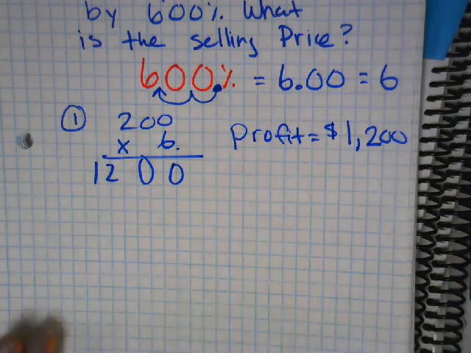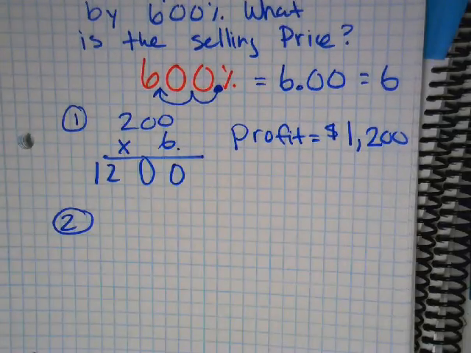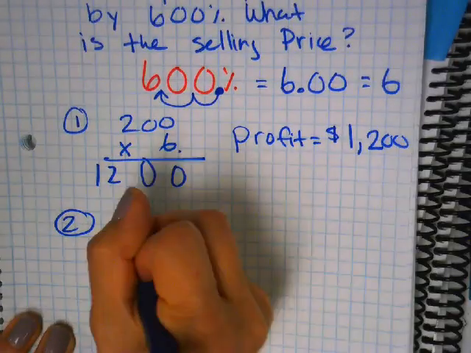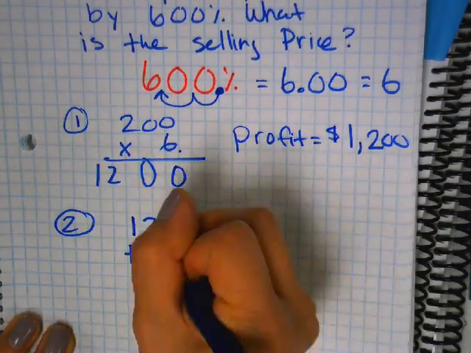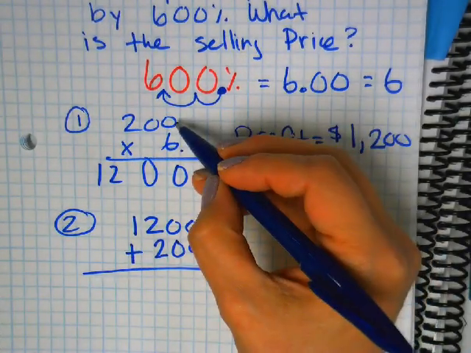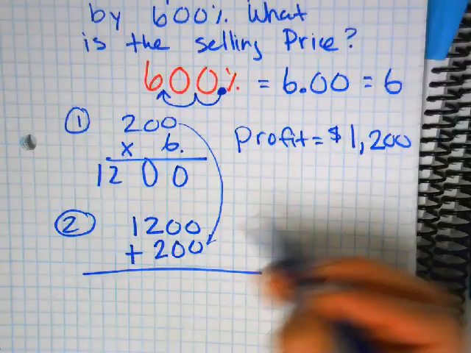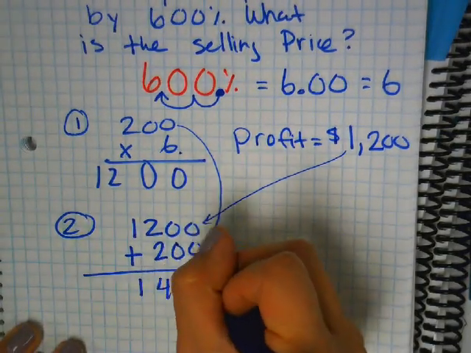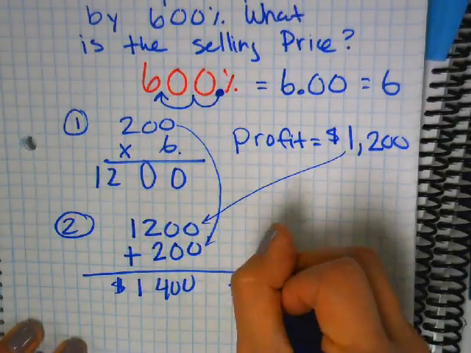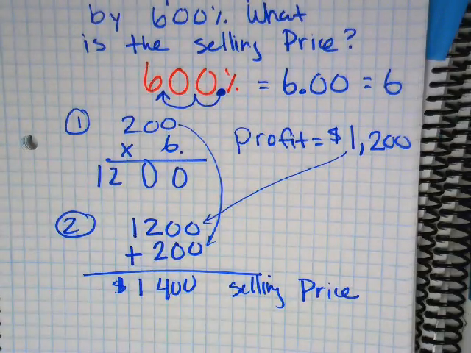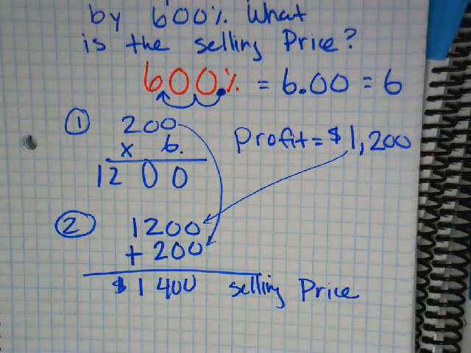Okay, what's our second step? Take your profit. This is the bigger number, so it's going to go on the top. Plus 200. 200 is my original price, right? So this number, my original price, and then my profit. $1,400 is my selling price. That's the price that I see when I go to the store.